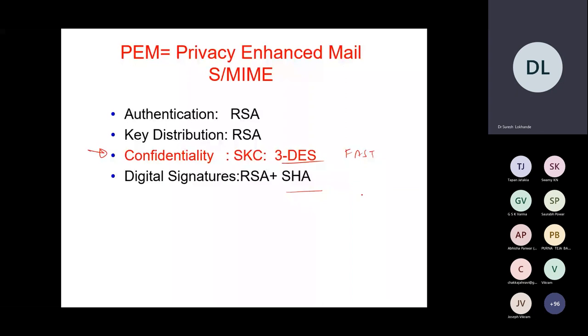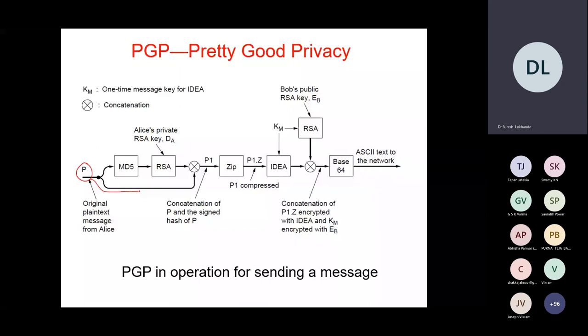Then you can see your plain text. One copy is going here as it is. Let me put this copy here like this. And another copy is digested and protected. And then these two will be transmitted here. This we are calling P1. So what is your P1? Your plain text along with the signature.